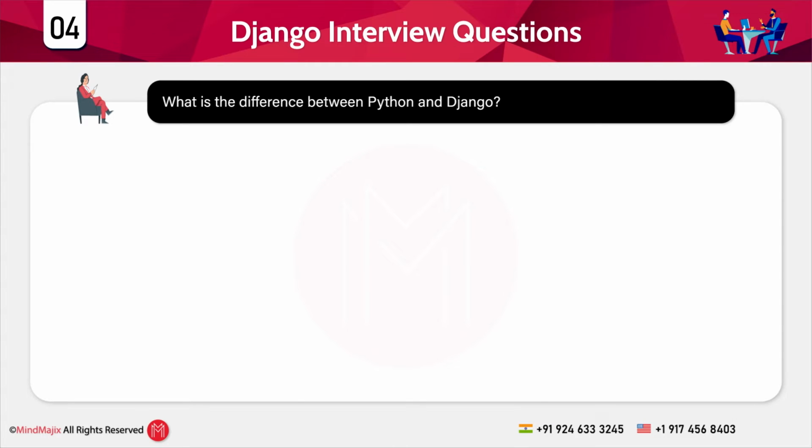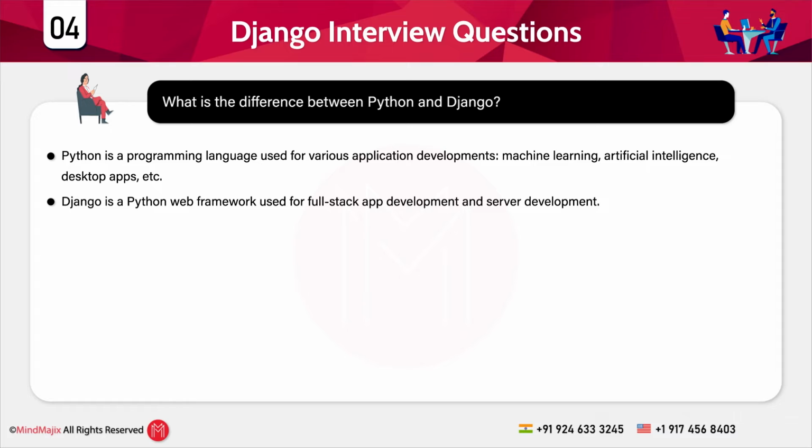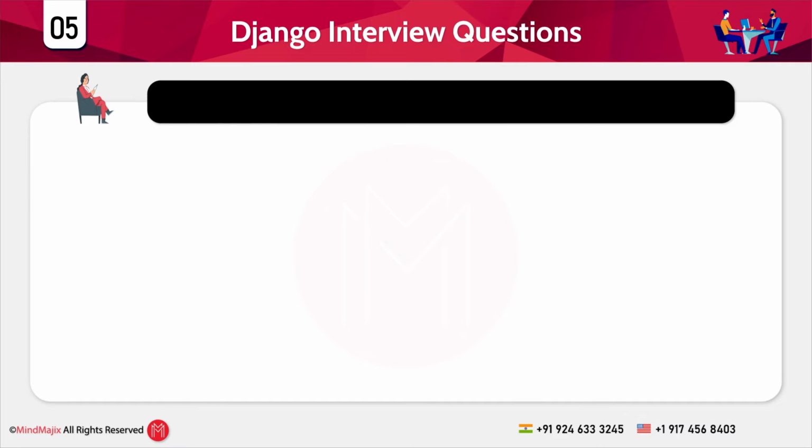What is the difference between Python and Django? Both Python and Django are intertwined, but they are not the same. Python is a programming language which is used for application development, machine learning, artificial intelligence, desktop applications, and so on. On the other hand, Django is a Python web framework which is used for full stack app development and server development. Using core Python, you can build an application from scratch or craft the application with Django using pre-written bits of code.